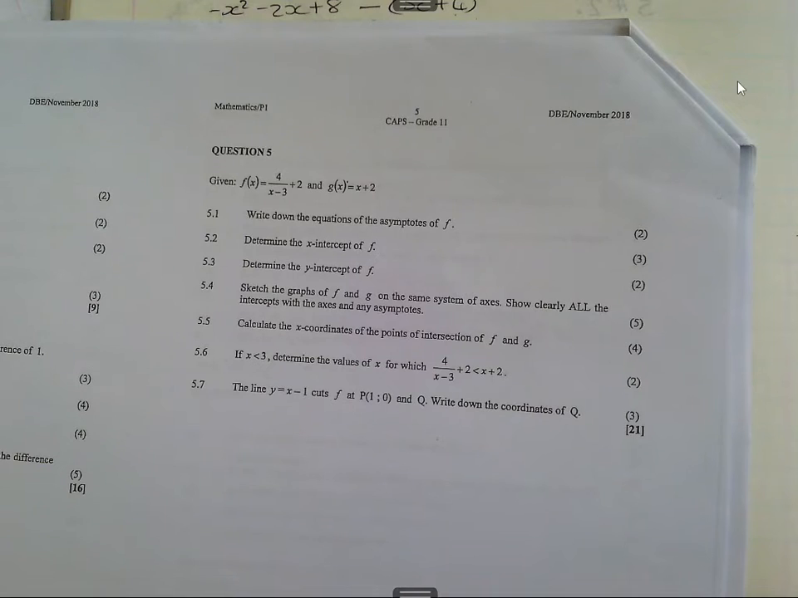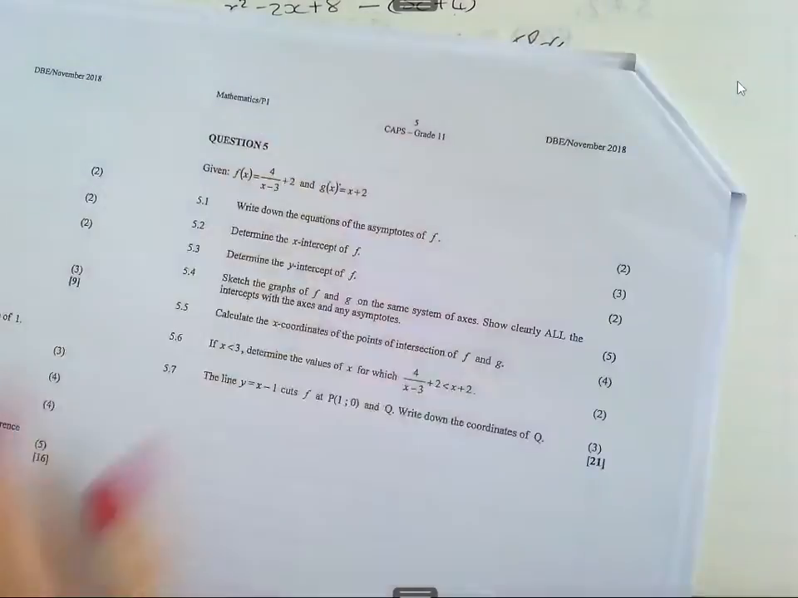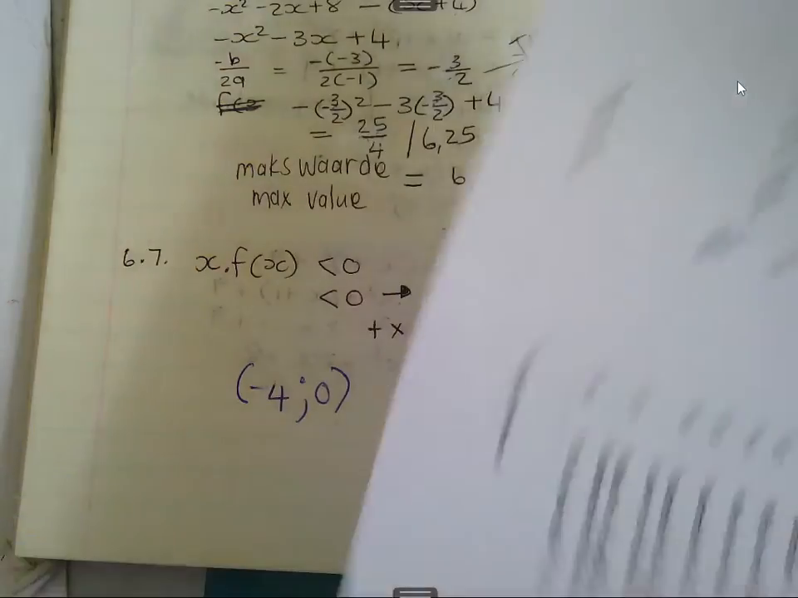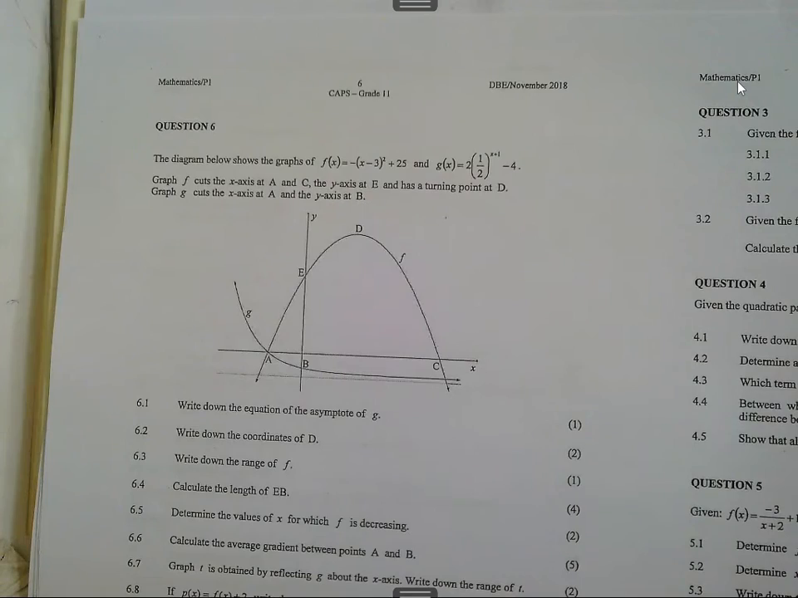Look at that. The equations are f of x equal to 4 over x minus 3 plus 2. What function is that? Hyperbola. And g of x equal to x plus 2. What's that? Straight line. Very good. And then if you page to question 6, you can see it there. Which two functions will that be? A parabola and exponential.